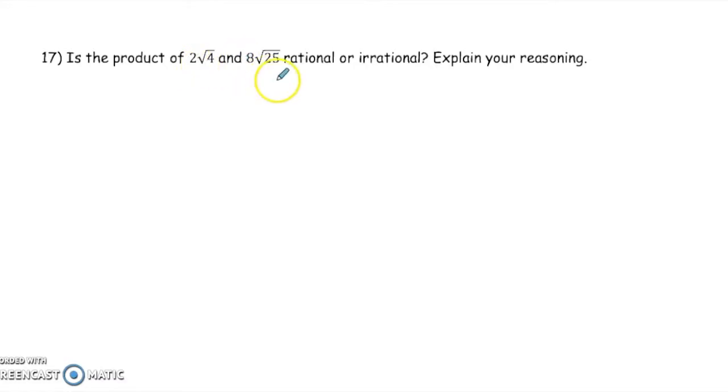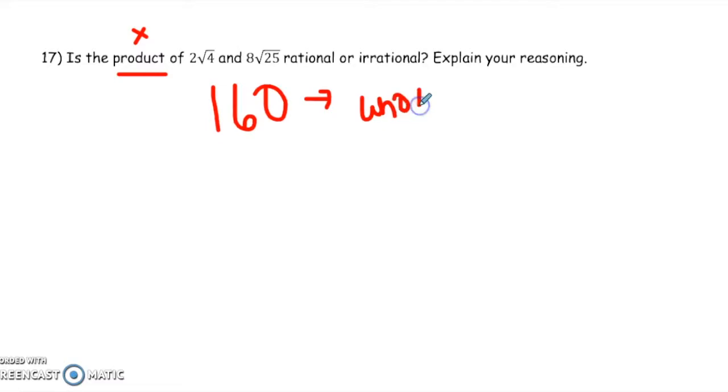Is the product of this and that rational or irrational? Well, product means to multiply. When you multiply these, you get 160 in the calculator. And 160 is a whole number. Therefore, it's rational.